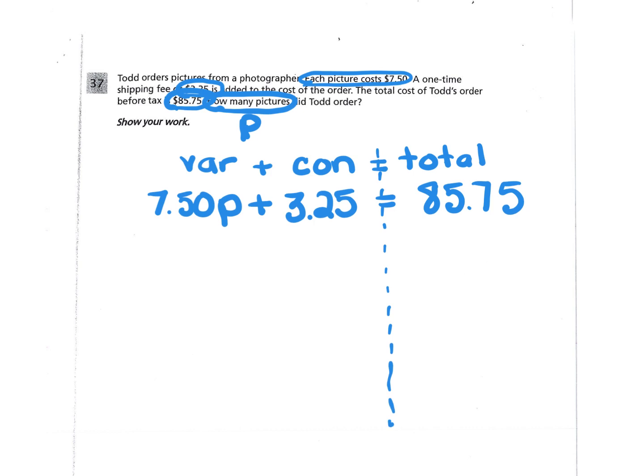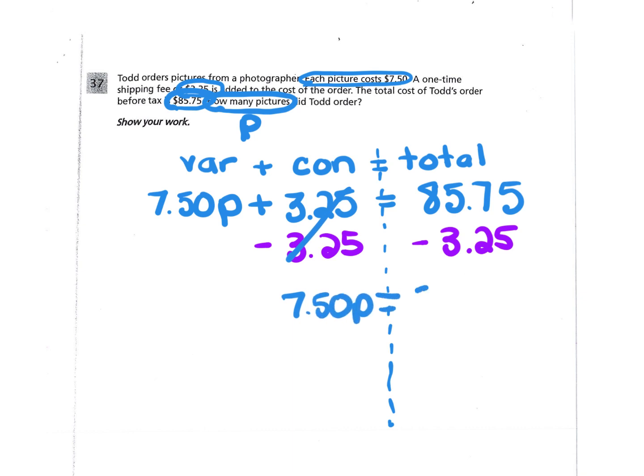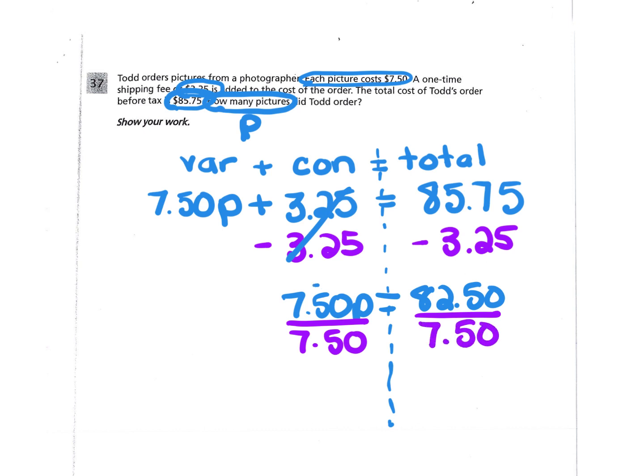Drop a dotted line, pause the video, and solve for the number of pictures that Todd ordered. Please pause the video right now. Take away $3.25 from each side, and you get $7.50 times P equals $82.50. And then you divide both sides by $7.50. You should get P equals 11 pictures.